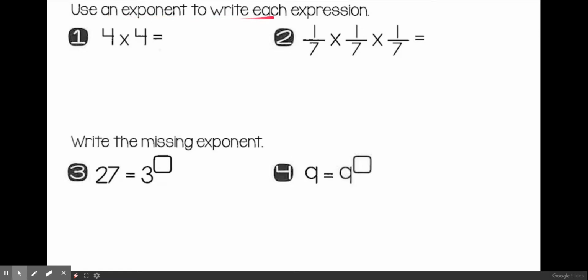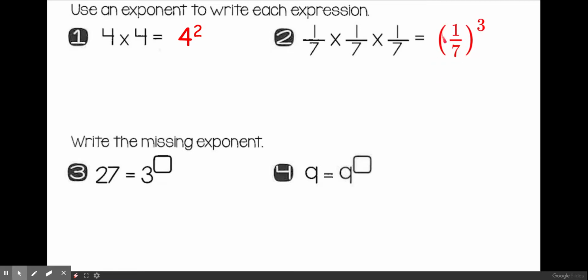Use an exponent to write each expression. So 4 times 4. Well, how can we write that as an exponent? We have two 4s right here, so it would be 4 to the power of 2 because we have 2 of them. What about 1/7 times 1/7 times 1/7? Well, we have 3 of those, so it would be 1/7 to the power of 3.